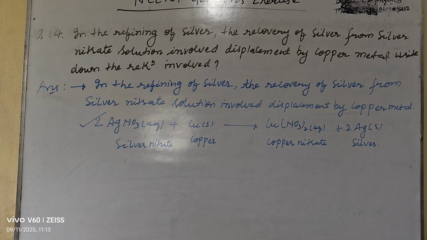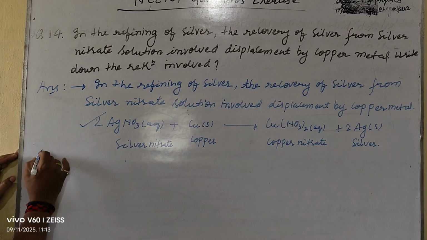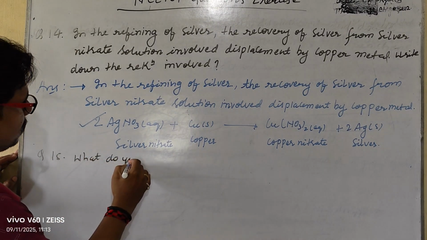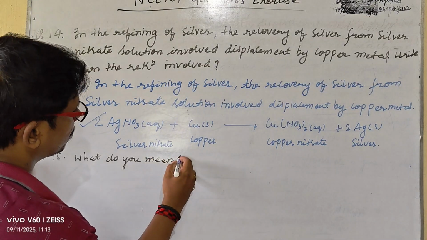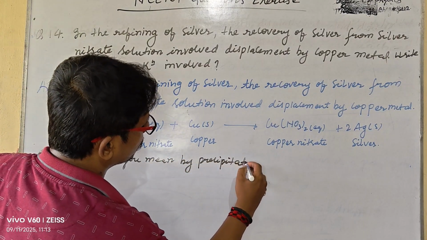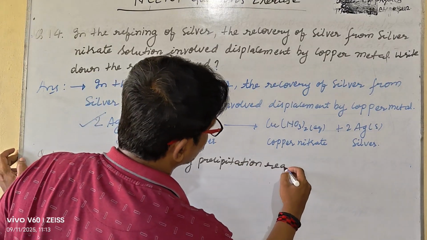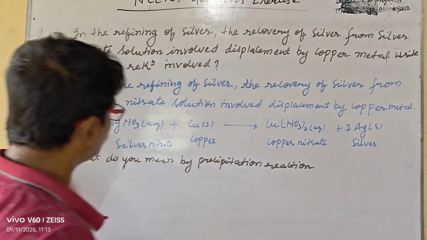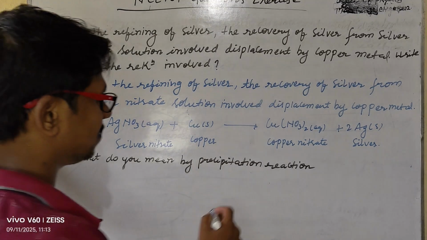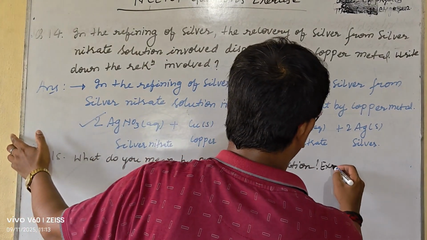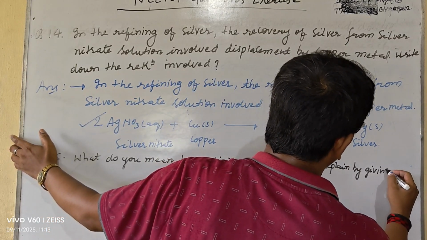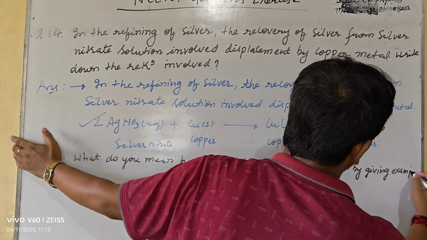Question number 50. What do you mean by precipitation reaction? Go through the spelling also, my dear students. What do you mean by precipitation reaction? Explain by giving an example.